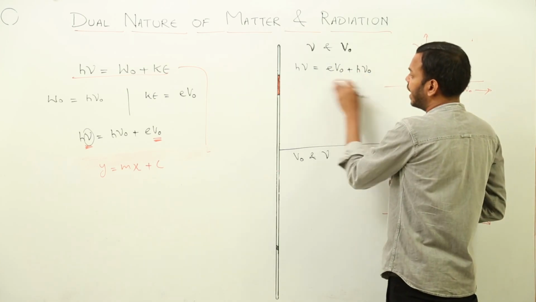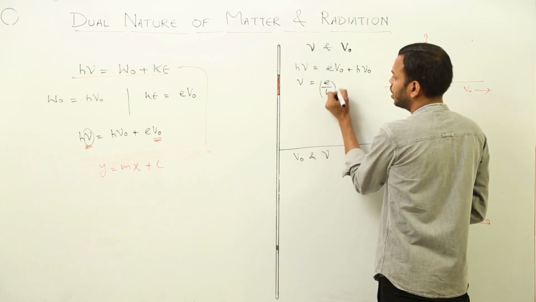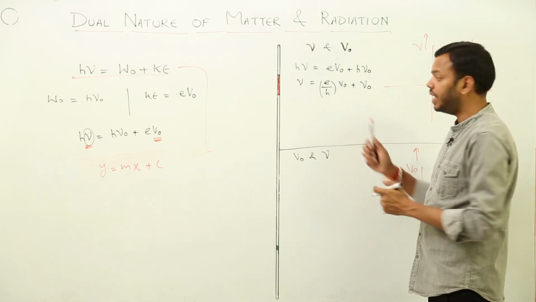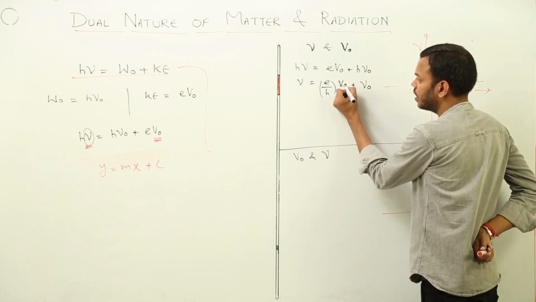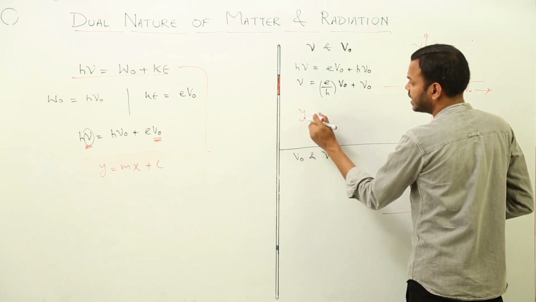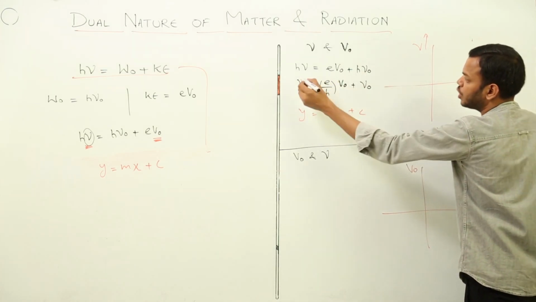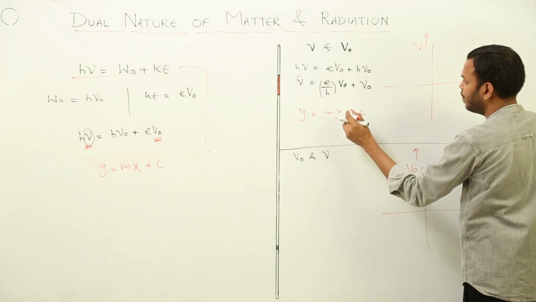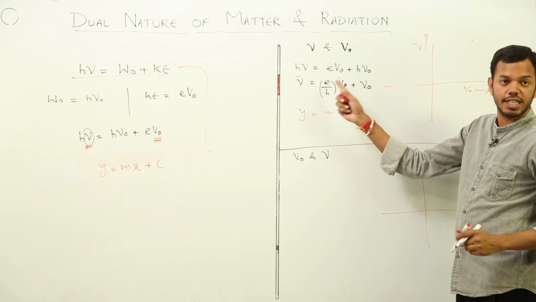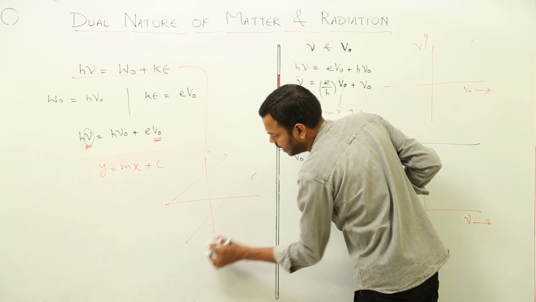Okay, I am dividing it by h. So I'll get nu is equal to E over h times V naught plus, h gets cancelled out, nu naught. I'll repeat: nu is equal to E upon h times V naught, this is stopping potential, plus nu naught, this is the threshold frequency. Now compare this equation with y is equal to mx plus c. On the y-axis we have frequency, the job is done here. On the x-axis we have stopping potential V naught, done. This is the slope. The slope is positive.